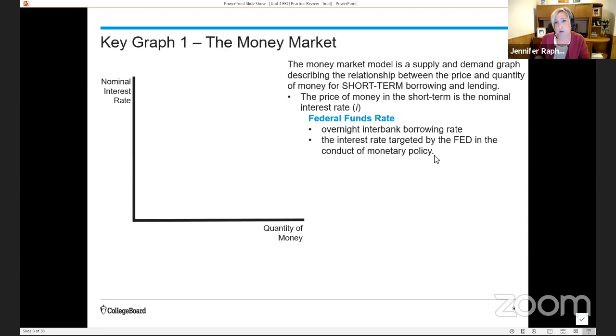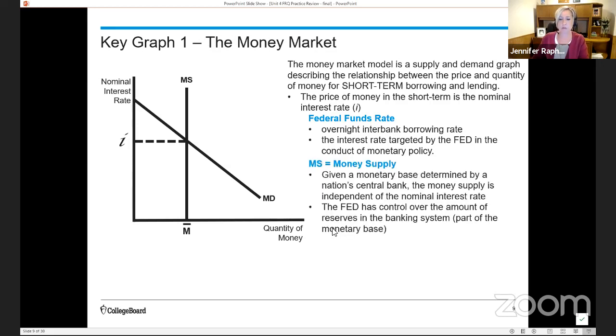So make sure you can distinguish between the discount rate and the federal funds rate. The federal funds rate is something you might want to think about as being over here on this vertical axis, because that's what the Fed is targeting when it changes the amount of reserves in the banking system in order to influence the money supply. So here's what the graph looks like. We have a vertical money supply curve, a downward sloping money demand curve, and some equilibrium nominal interest rate where money supply equals money demand. So the money supply, again, is a function of the monetary base, which is determined by the nation's central bank.